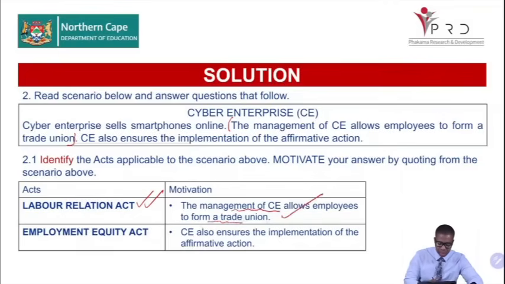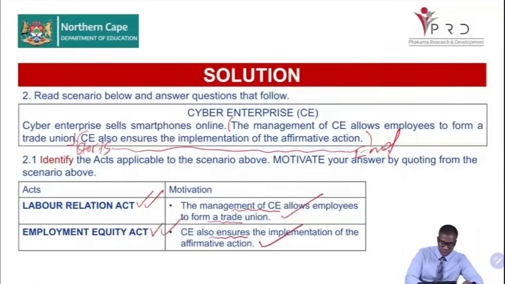Then employment equity, yes, that's correct as well. I did mention that. How do you quote the CE from where the sentence starts? It starts here. You quote it in full, meaning you write it in full up to the end of the sentence. So let's check. CE also ensures the implementation of affirmative action, correct? Which act is that? Employment equity.